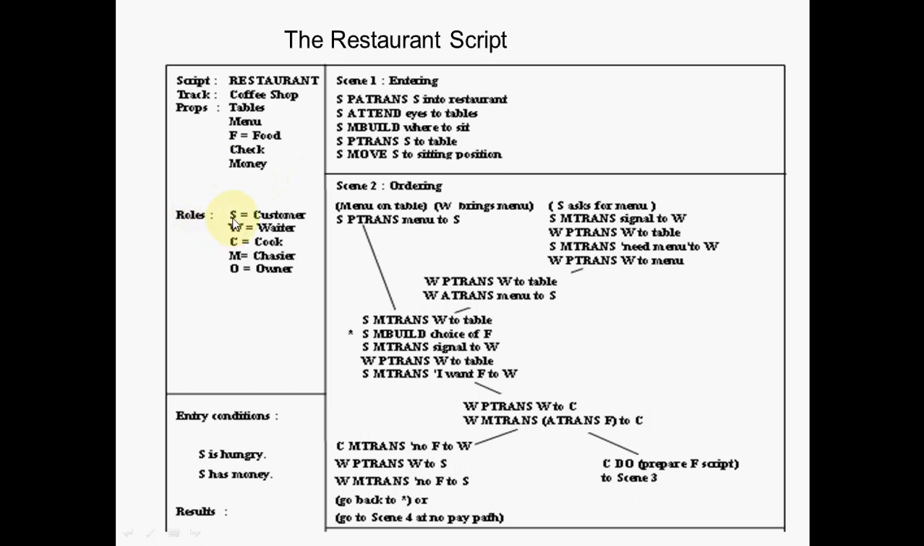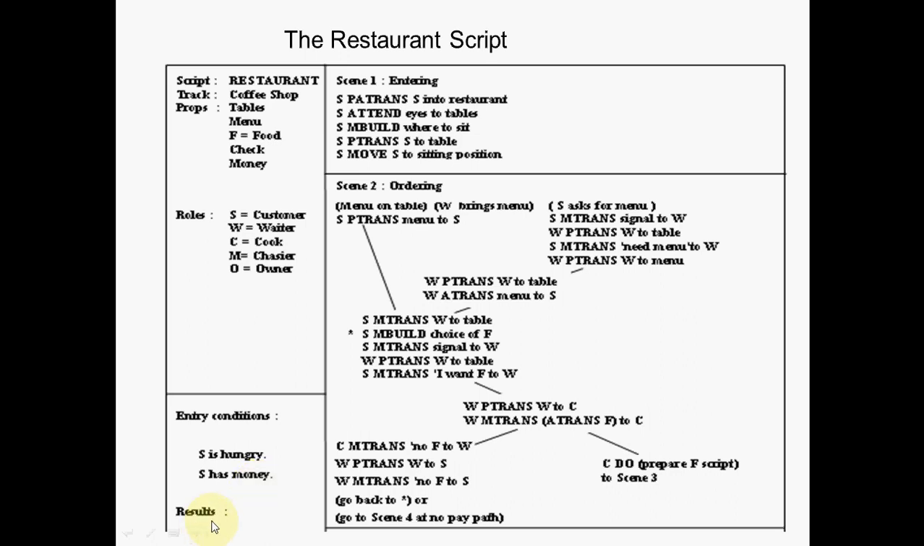Roles: S is the customer, W the waiter, C the cook, M the cashier, O the owner. Entry conditions for entering the restaurant: S should be hungry. S is the customer. The customer should be hungry. If you are not hungry, will you go to the restaurant? No. And the customer should have money. So these are the entry conditions.